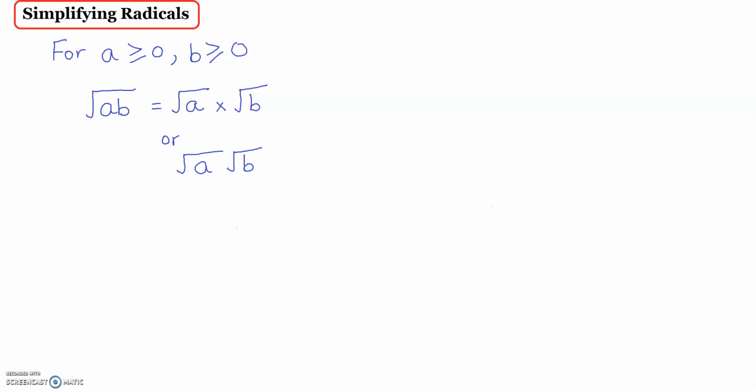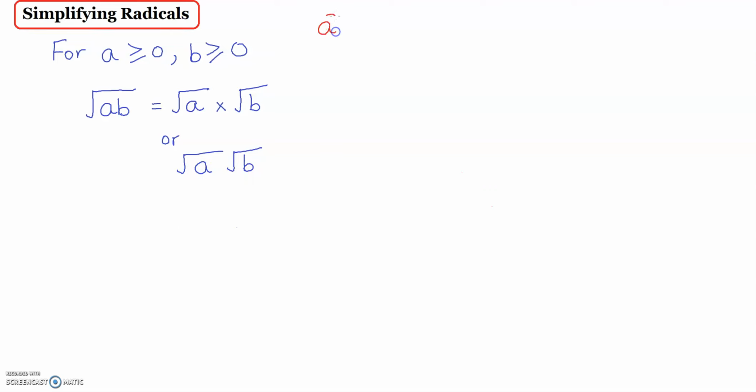If the number under your radical cannot be divided evenly by any of the perfect squares, your radical is already in the simplest form and cannot be reduced further. For a greater than or equal to 0, b greater than or equal to 0, I have ab here, so I can write a separate and then b separate, or you can write them like this. Let's just look at two examples.